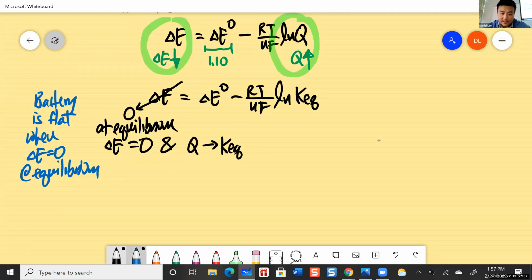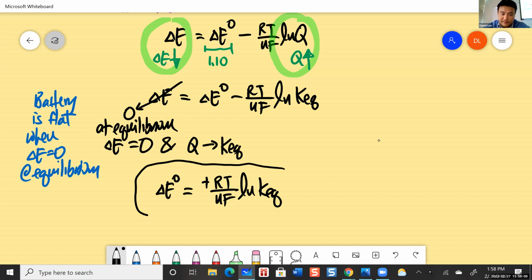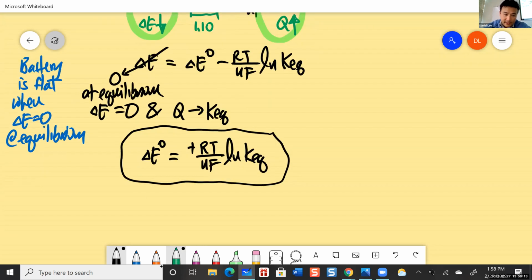So because of this, my equation is: delta E naught equals positive RT over NF ln K. This equation means that if you know what delta E naught is, in our example 1.1 volts, you can solve for the equilibrium constant. If the equilibrium constant is greater than 1, the natural log is positive, E is positive. If the equilibrium constant is less than 1, E will be negative.